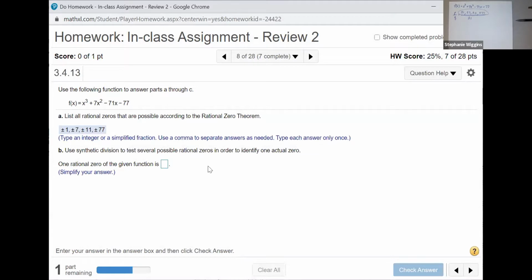Now it says use synthetic division to test several possible rational zeros in order to identify one actual zero. Looking at this, just by looking at it, I think -7 is one of the rational zeros. So just to save time, I'm going to start with -7.